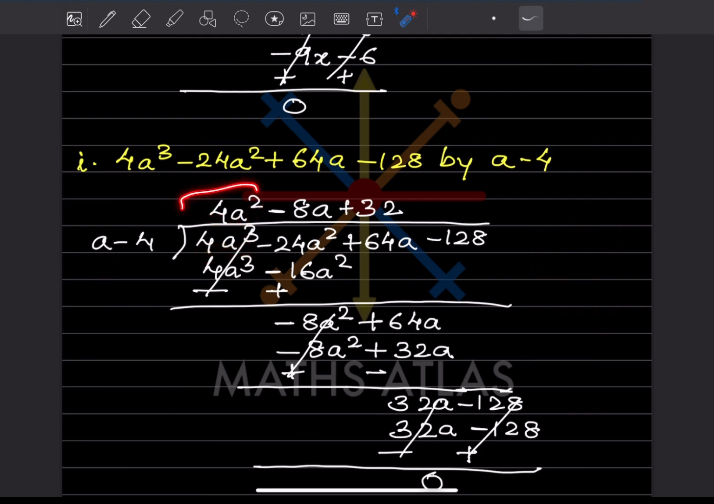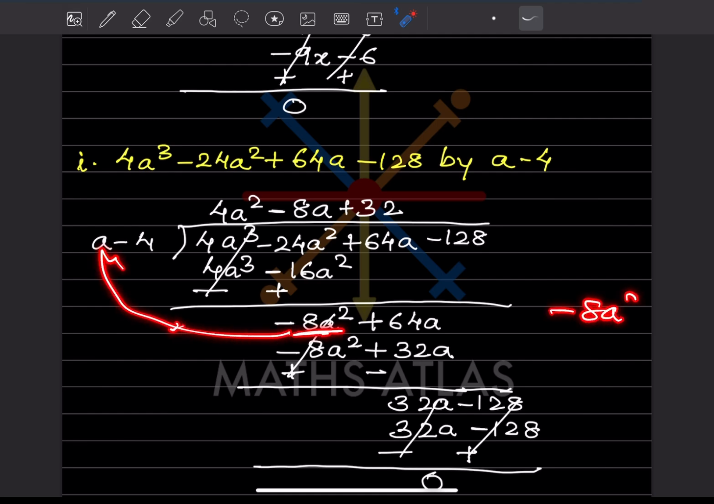Then when you multiply this and this, you get 4a cube minus 16a square. So this will be minus, and this is going to be plus. So minus 24 plus 16, so that is going to be minus 8. So minus 8a square plus 64. Let us not take this term down first. So now we will compare this and this. So what do you get here?